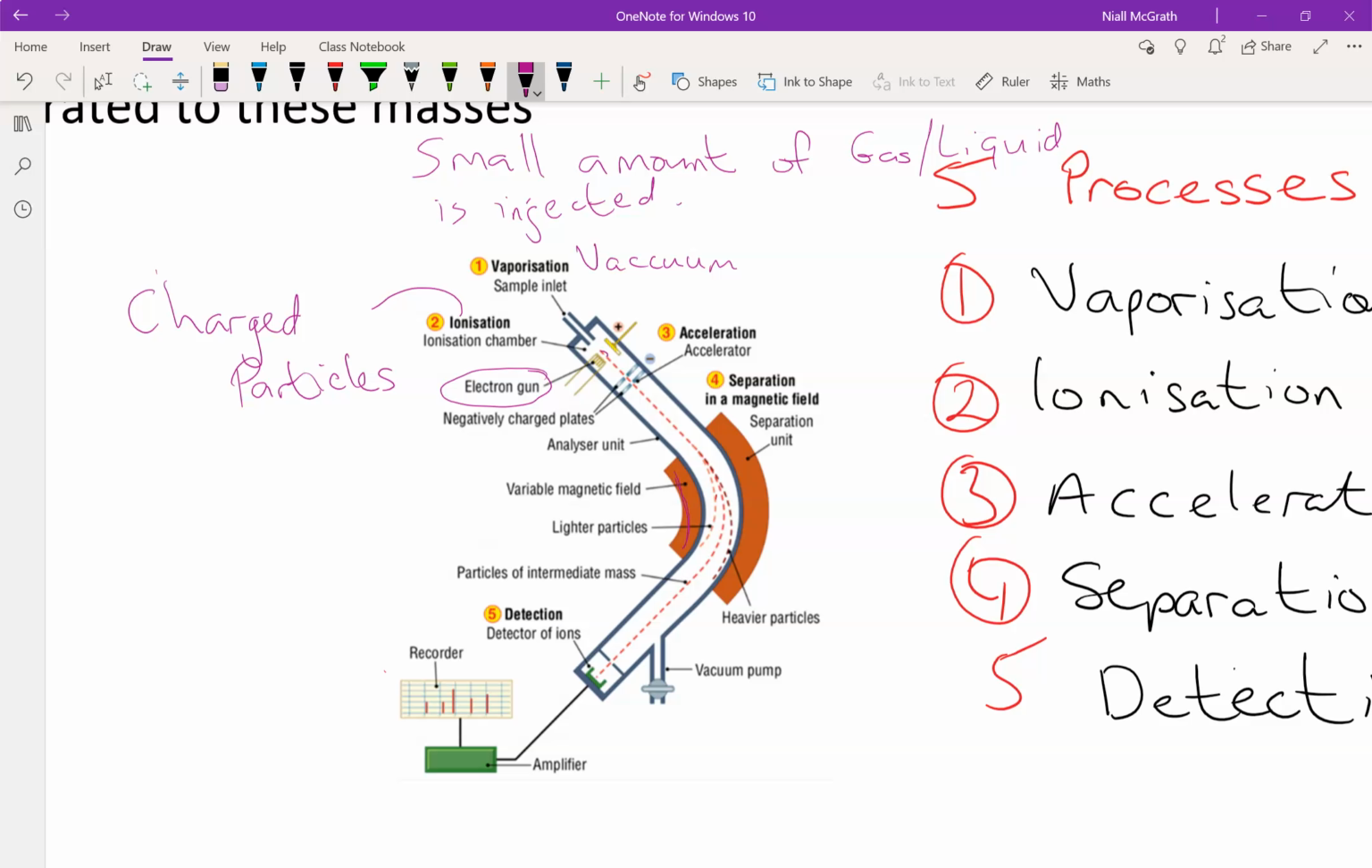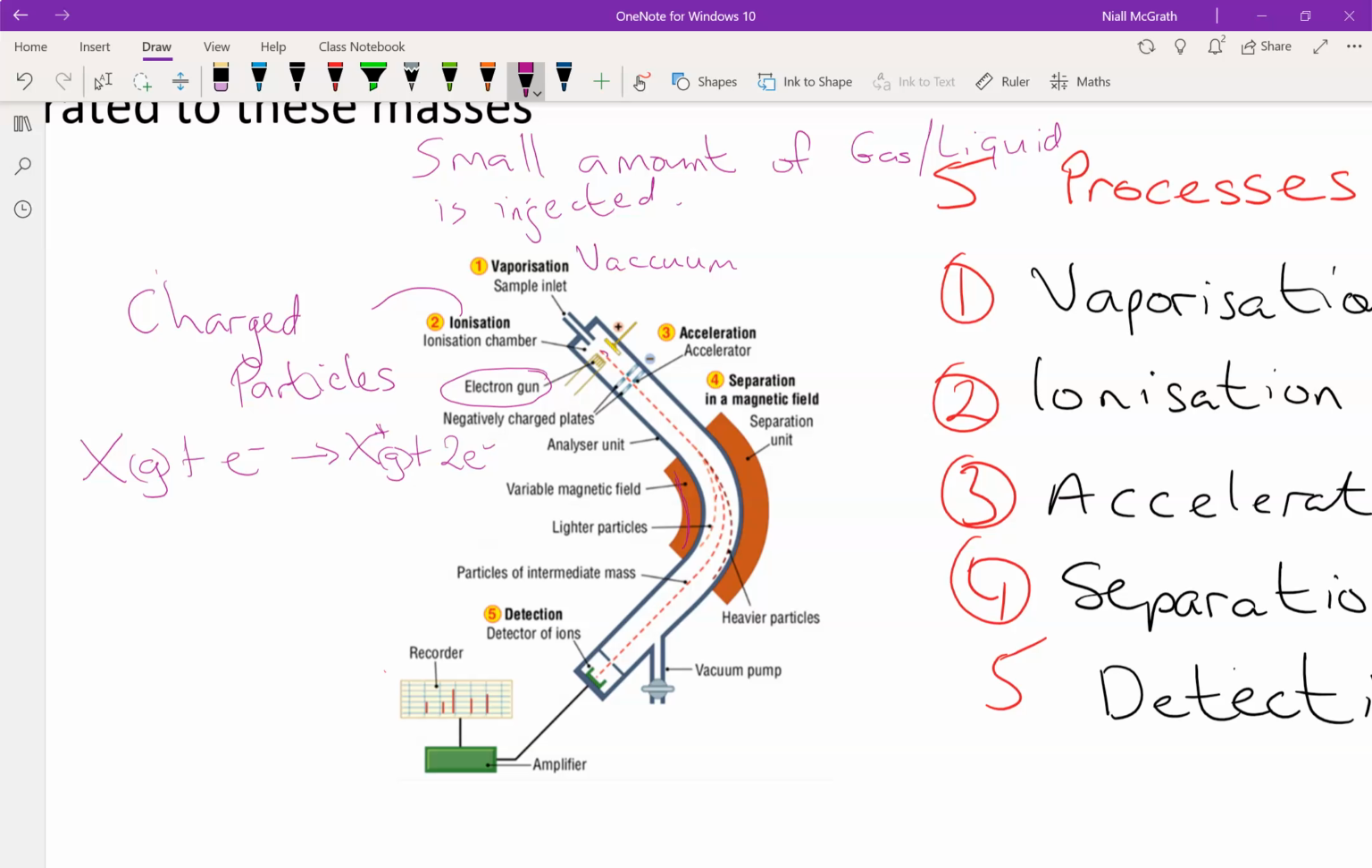A representation of that would be, X is just what we're using to represent an element, and that's your positively charged atom then. We also say that it's in its gas state, there at the G.